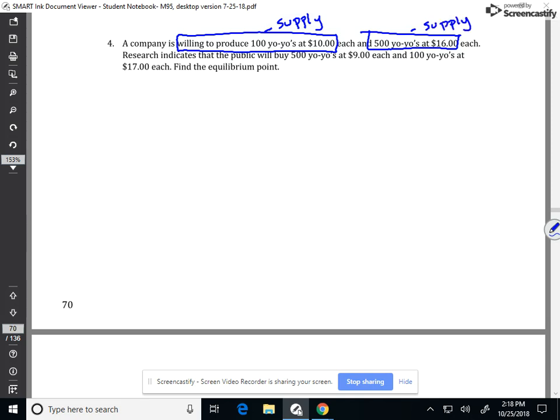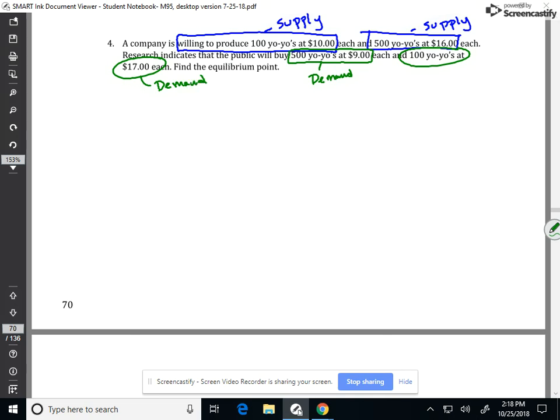Research indicates, though, that the public will buy 500 yo-yos at $9 each. So demand, okay, and 100 yo-yos at $17 each. Again, demand. Now the question says find the equilibrium point.